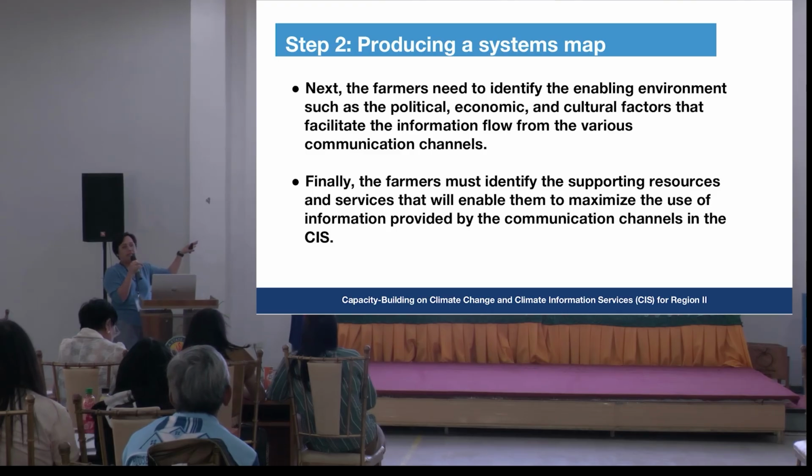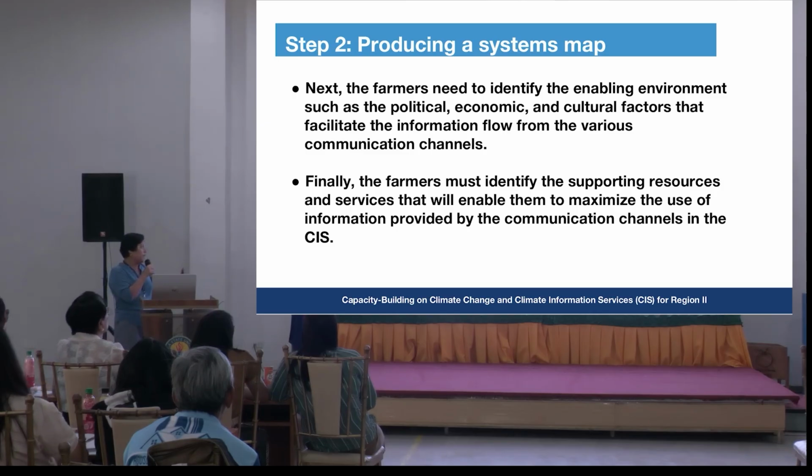And also identify as well yung mga support systems, particularly resources at saka yung services na kakailanganin para mas ma-maximize po ng mga farmers yung use ng information na ina-provide sa kanila through the different communication channels sa CIS.